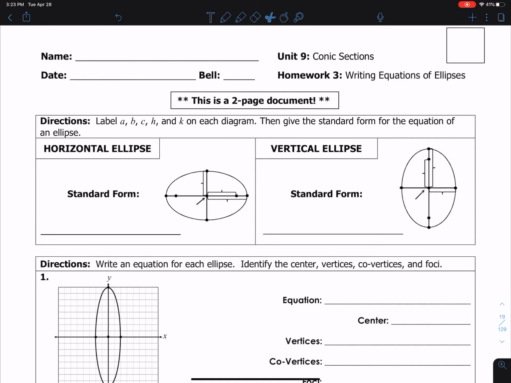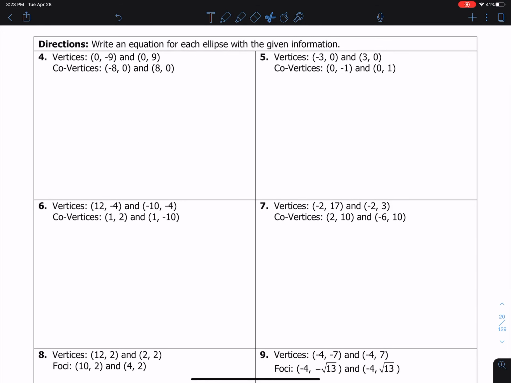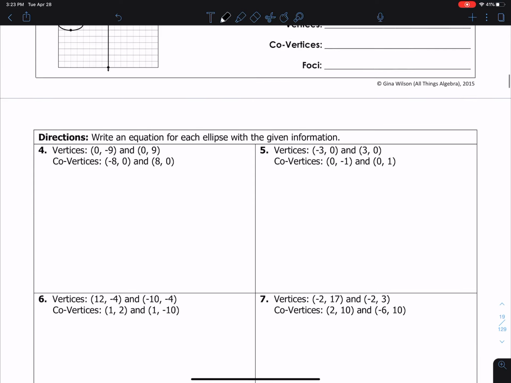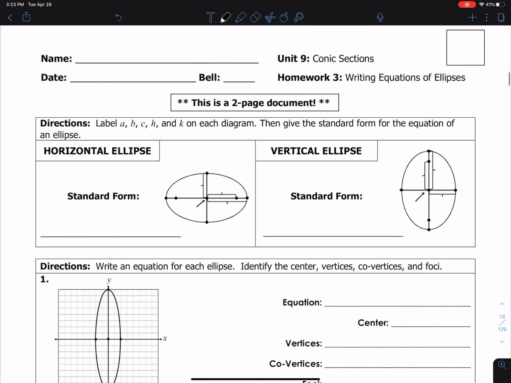This video is for homework 3, which is writing an equation of ellipses, and we are only going to do writing the equation from a graph, because the other part, given the vertices and covertices, we're not going to go over in this for this year. You may see it next year, so if you want to watch the video on that part, you can, but for the quiz, you'll only have one question that comes from a graph.